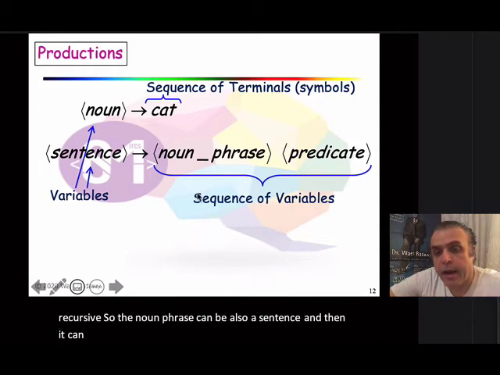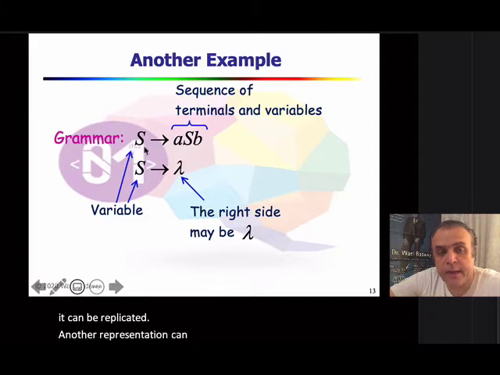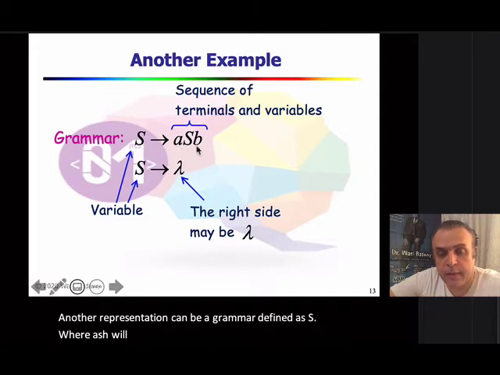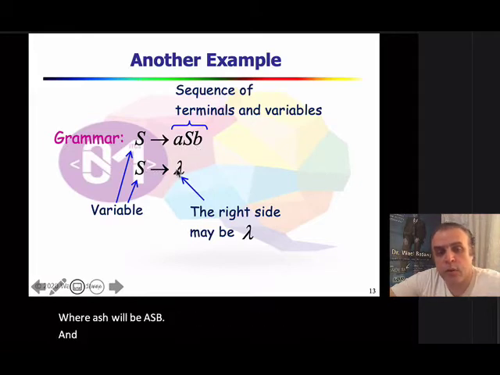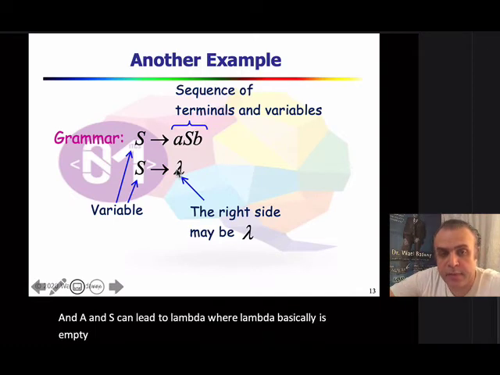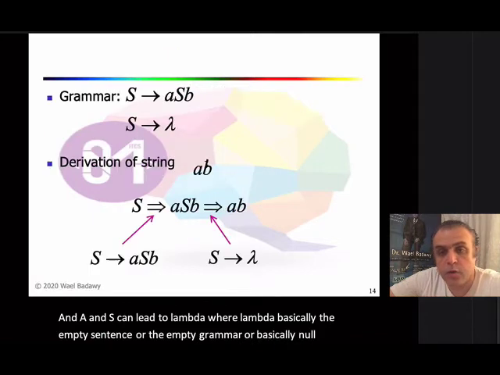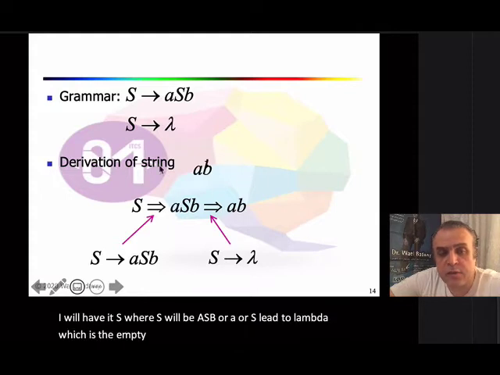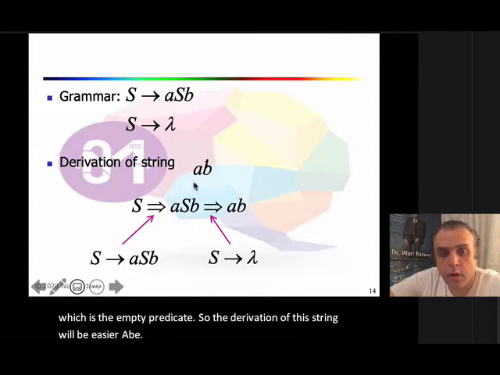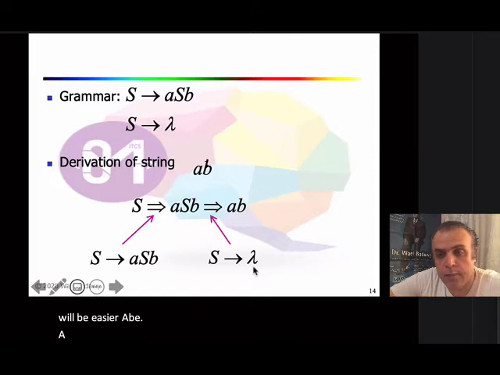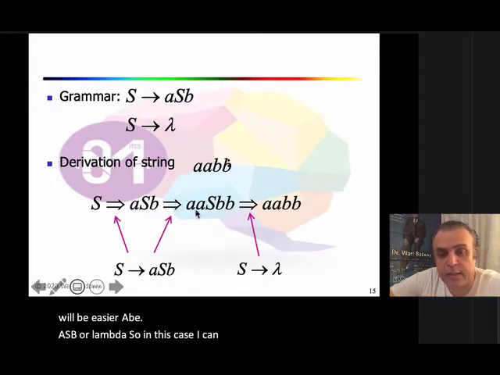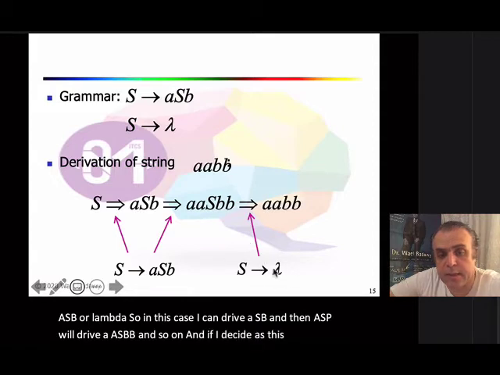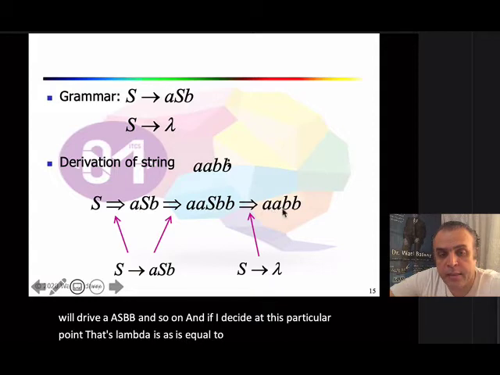Another representation can be a grammar defined as S, where S leads to ASB, and S can also lead to lambda, where lambda basically is the empty string, or basically null. So in this particular grammar, S is ASB, or S leads to lambda, which is the empty production. The derivation of this string will be either AB or ASB or lambda. So in this case, I can derive ASB, and then ASB will derive AASBB, and so on. And if I decide at this particular point that S is equal to lambda, then it will be AABB.